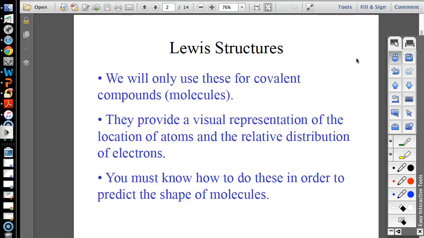Okay, so Lewis structures, you're only going to do these for molecules, which means your bonds there will be covalent. So we're sharing electrons. This is not something that you're going to do on ionic bonds. That's different. It's going to be a visual representation of the atoms and where those electrons are shared between the atoms. And so you have to be able to do these before we determine shapes.